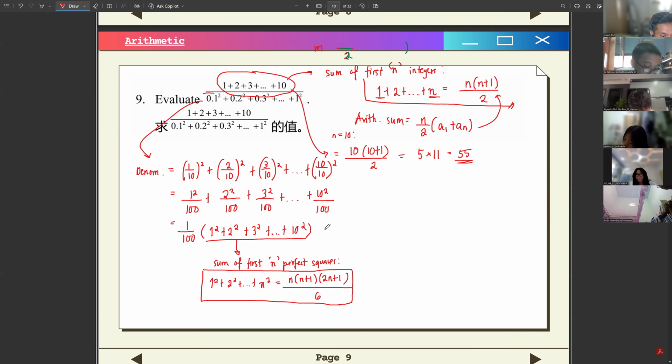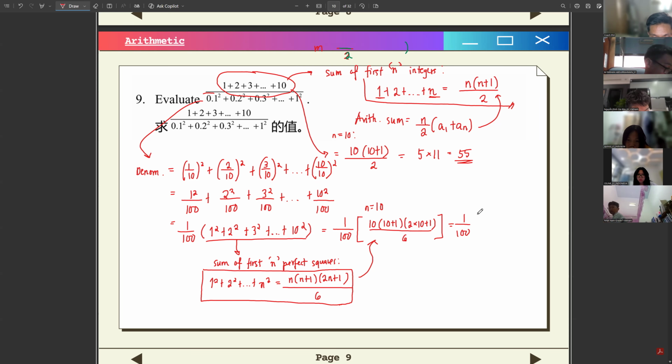Okay? In this case, we have our n is 10, right? By the way, don't forget the factored out 1 over 100. So we have n equal to 10. So we have 10 times 10 plus 1 times the value of 2 times 10 plus 1, and then all over 6. Okay, so we just use this formula for n equal to 10.